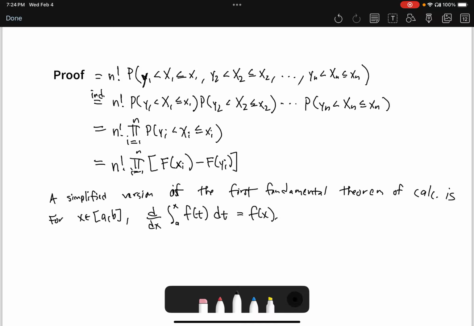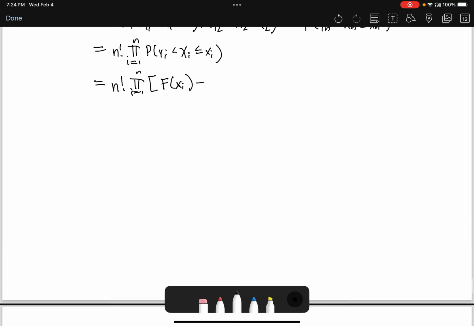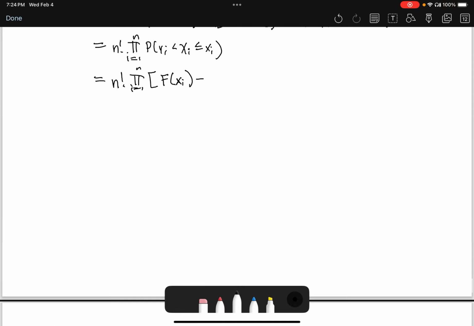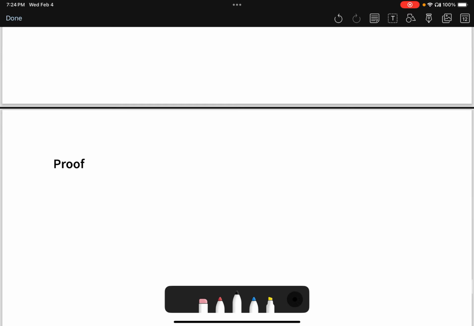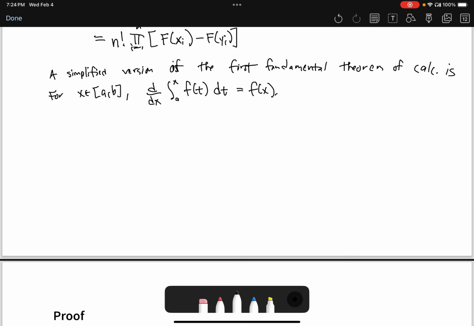So maybe I'll do this on another slide here, or do it down here. Not really sure what just happened. Everything just disappeared, but actually kind of works in my favor. Oh, there it is. Okay.